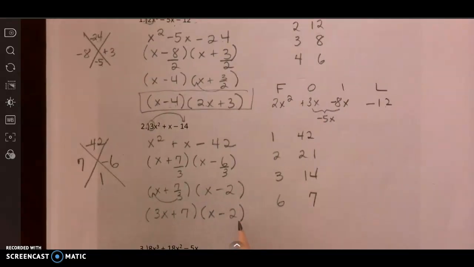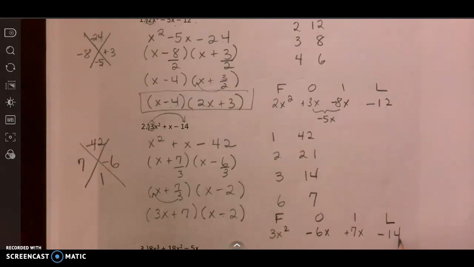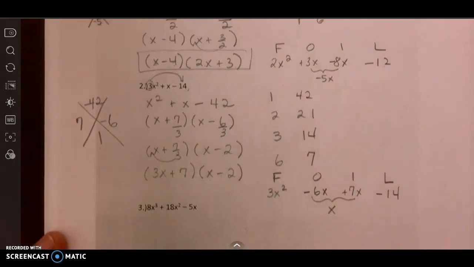Not a bad idea on a quiz to check and make sure you got the right answer by foiling out what you got as your factors. First term, 3x times x, 3x squared. Outer terms, 3x times negative 2, negative 6x. Inner terms, 7 times x, 7x. And my last term, 7 times negative 2, negative 14. Put these together and I get 3x squared, 1x, and negative 14. That's what I wanted. All right, let's go to number 3.